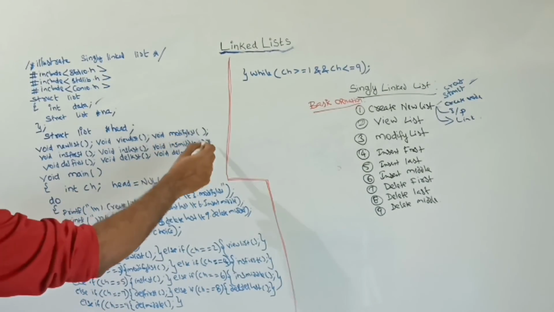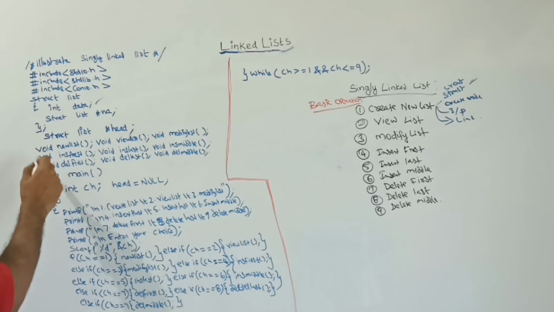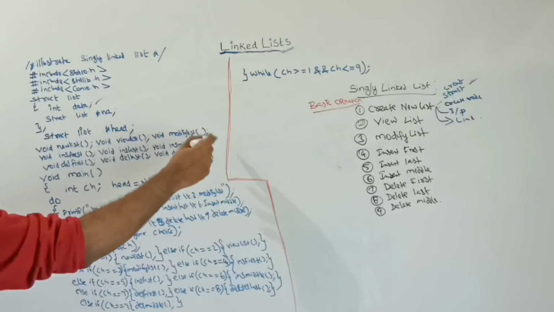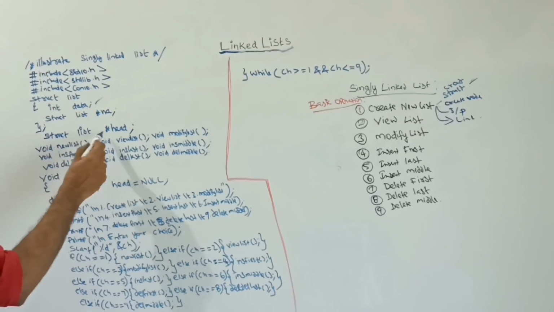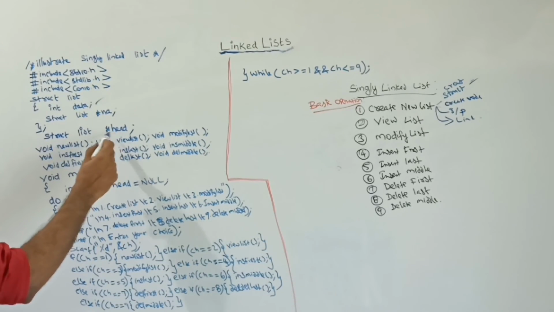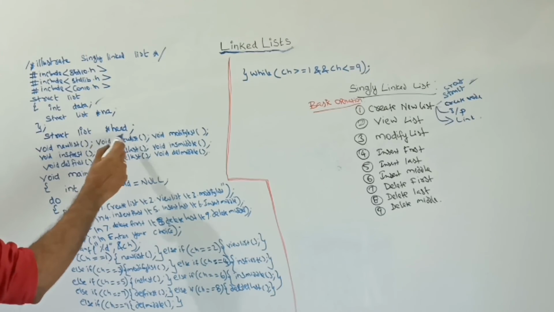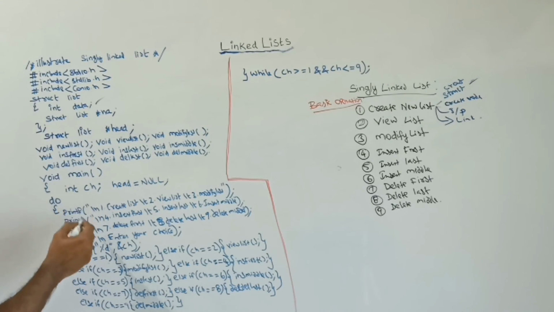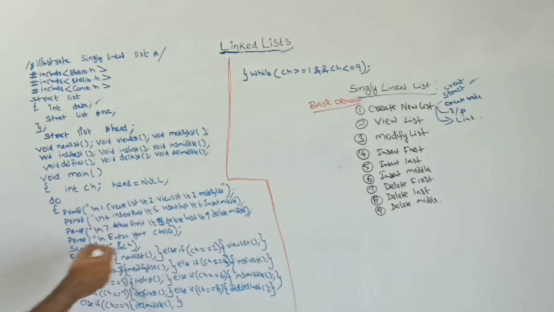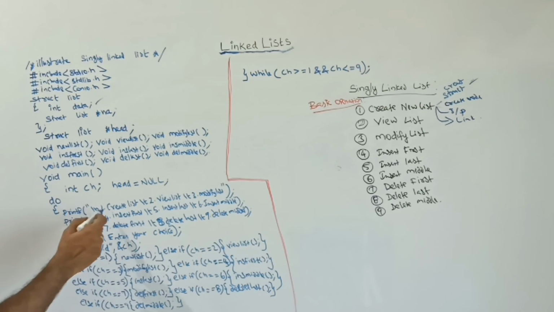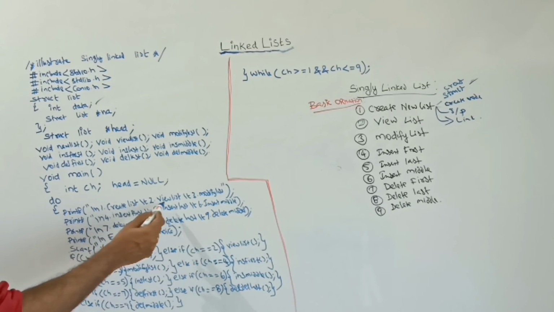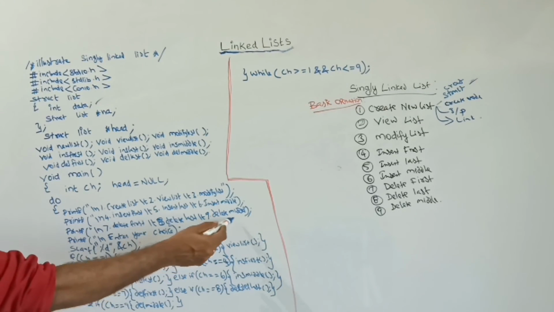This is the function declaration part. Here I have declared what functions I am going to define. Next, I created a structure variable, that is the pointer variable head. Next in void main, this is the main menu. When you run this program, at the very first this menu will be displayed: 1 create list, 2 view list, etc., up to 9 delete list.